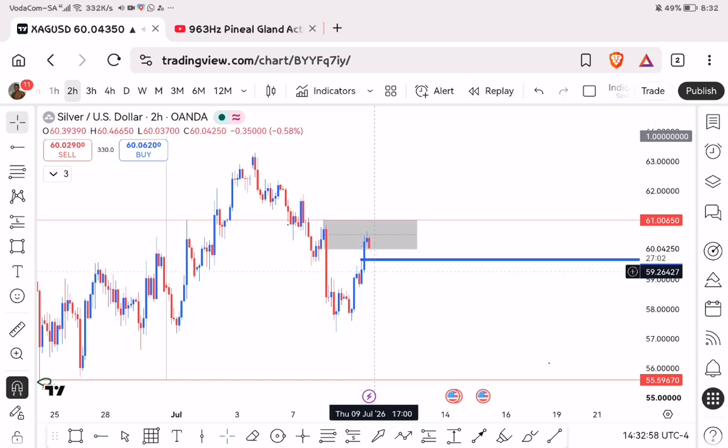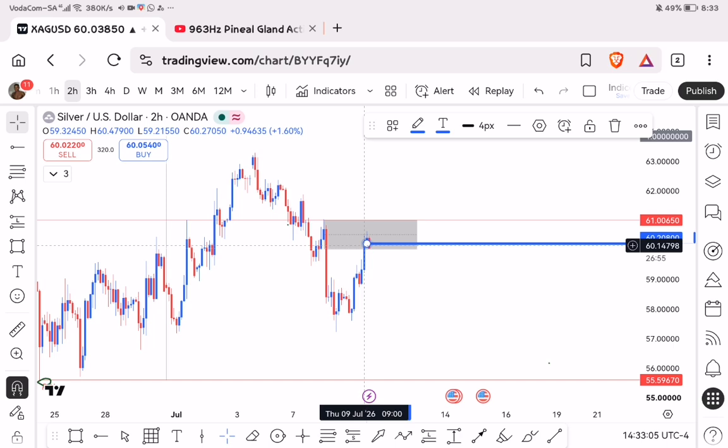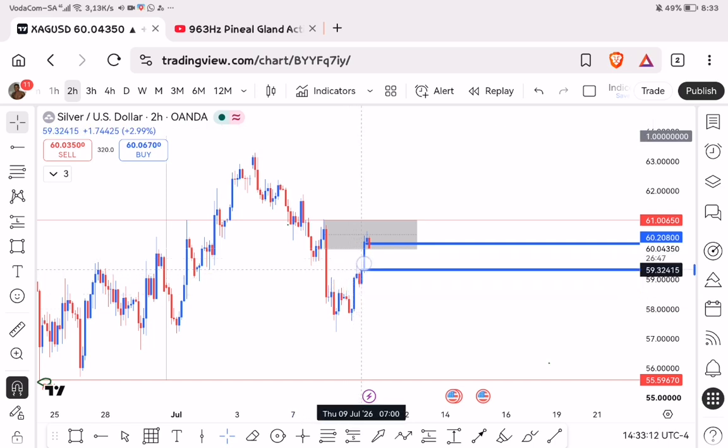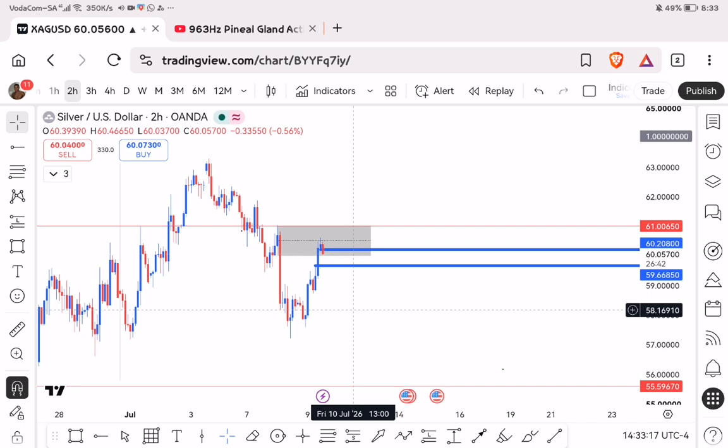We have this gap here, which has a potential of holding price. We have this gap which can propel price further to the upside. I don't know if that's going to be the case, but if I see that price maybe disrespects this gap like this, let me show you.